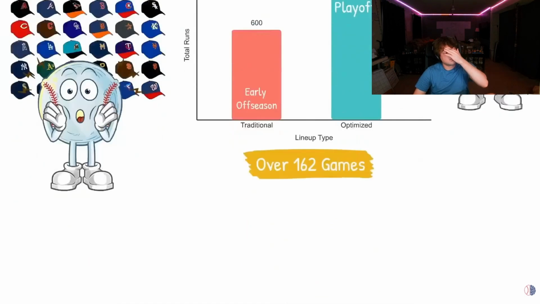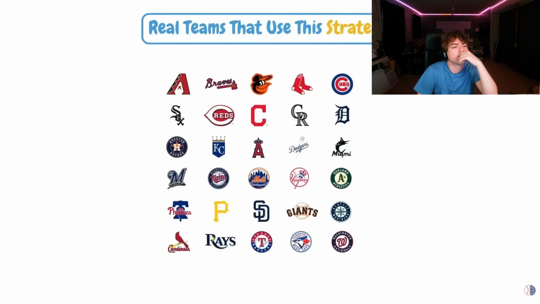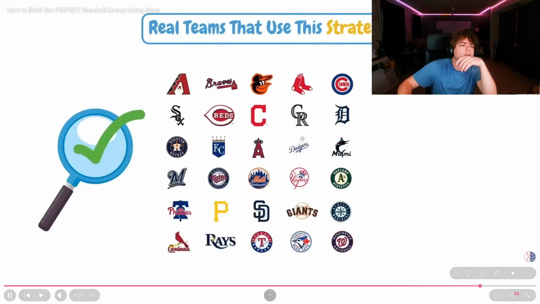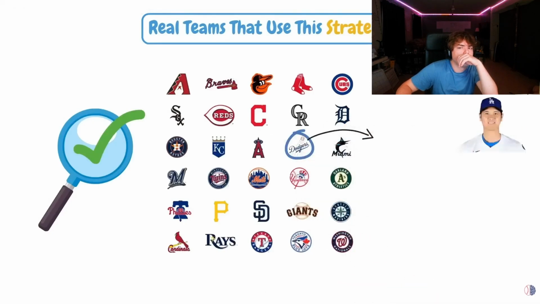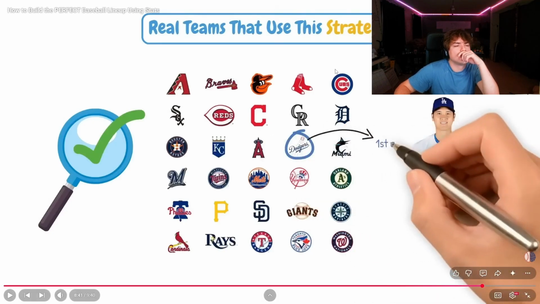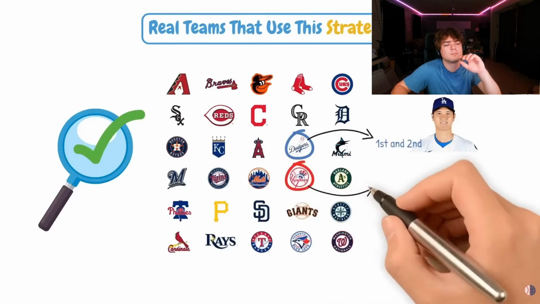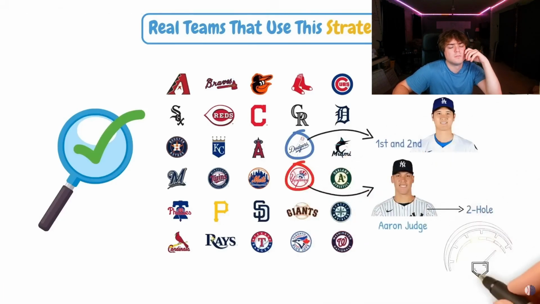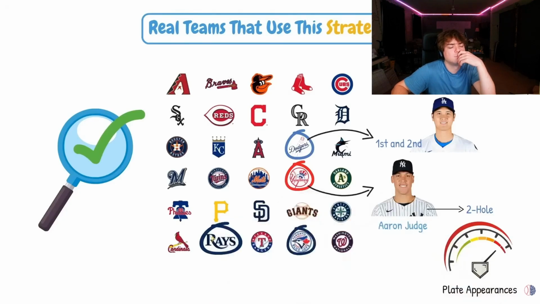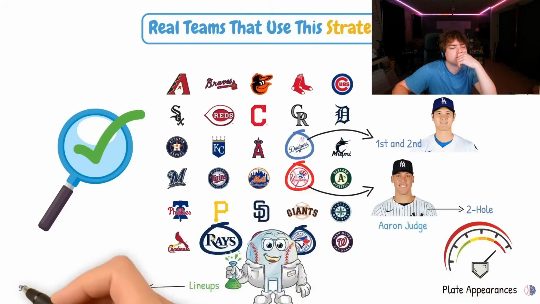And we've mentioned this already a couple times in this video, but smart teams aren't just aware of this, they're already doing it. Let's see. The Dodgers often hit their best players first and second. Like the Cubs hit Kyle Tucker in second all year last year. Them and Seiya went second. I'm trying to think who else is really smart with their plays. Like the Brewers. I don't know. The Yankees moved up Aaron Judge to the 2-hole to maximize his plate appearances. And the Rays and Blue Jays routinely experiment with lineups to squeeze out every run possible.